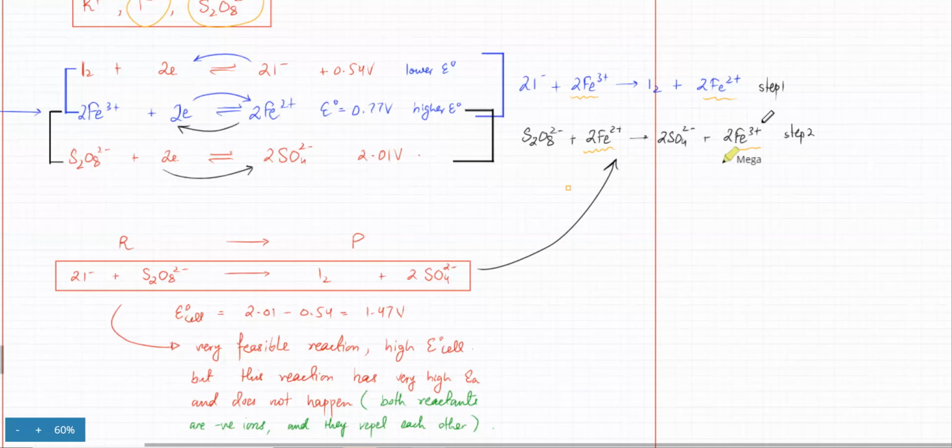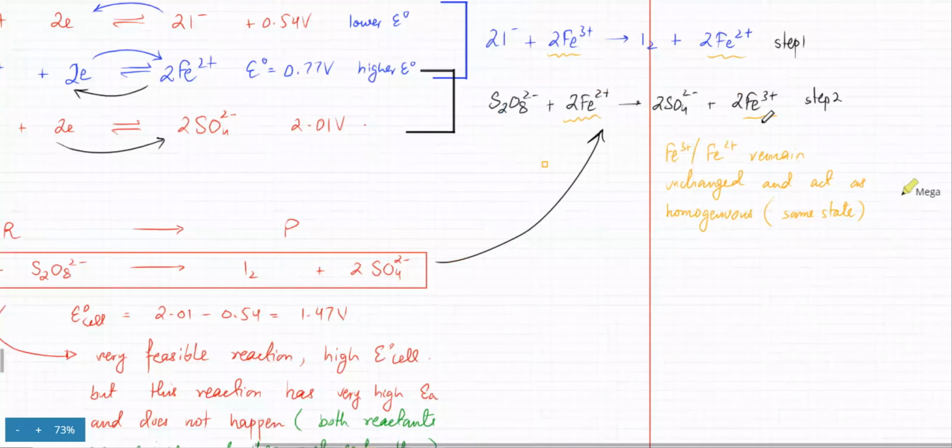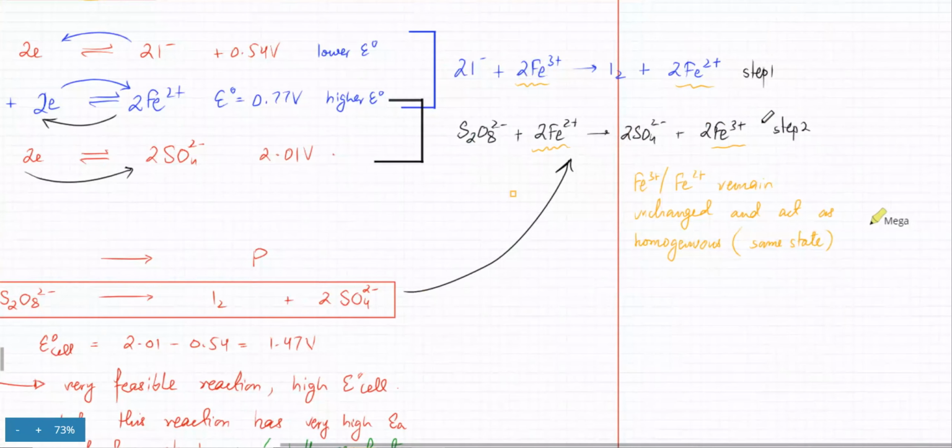So Fe3 plus or Fe2 plus ions remain unchanged and act as homogeneous catalyst. Homogeneous catalyst means having the same state. Like they're also part of the solution, like the rest of the ions. So Fe3 plus and Fe2 plus remain completely unchanged and act as homogeneous catalyst.